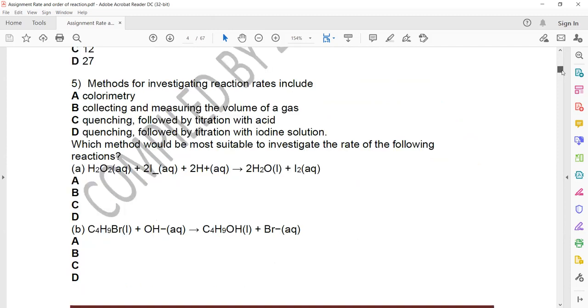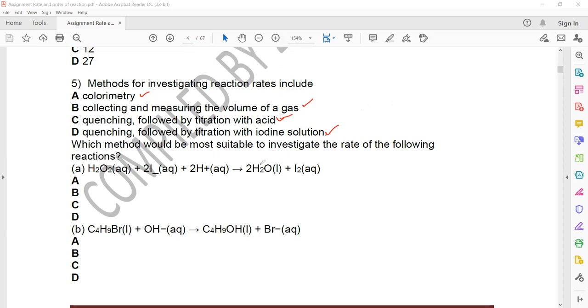Methods for investigating reaction rates include: a colorimeter can be used if one of the reactants or products is colored. Collecting and measuring the volume of a gas can be used if there is a change in moles of a gas. Quench followed by titrating with acid can be used if alkali is involved. And quench followed by titration with iodine can be used if thiosulfate is there.